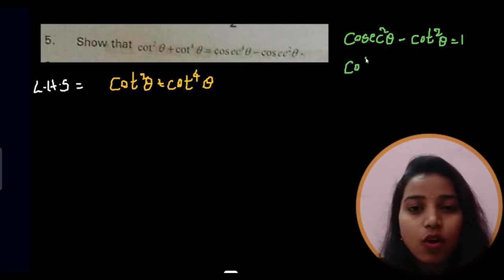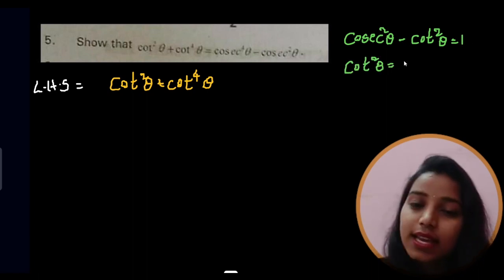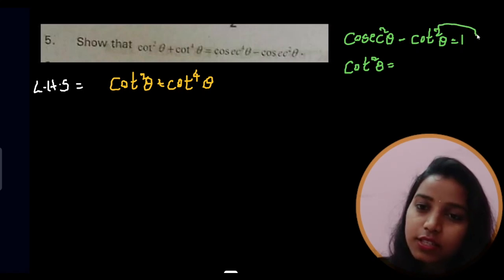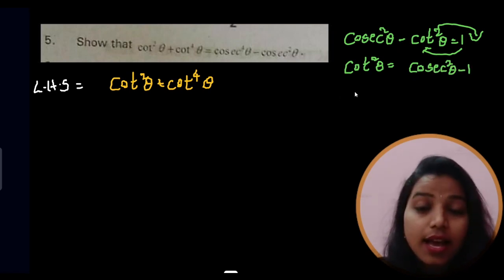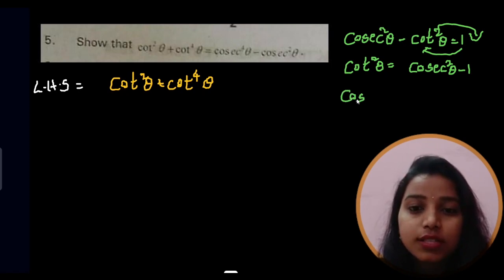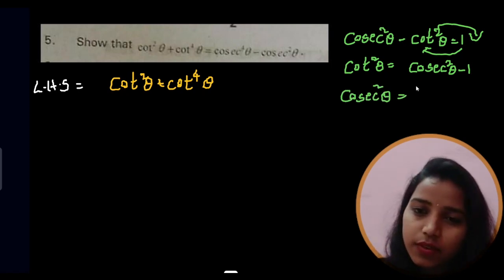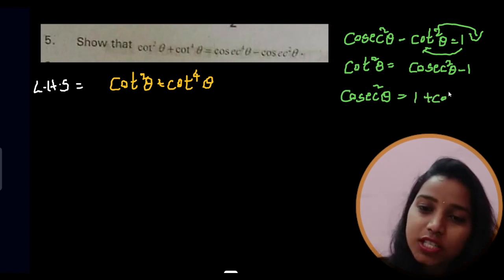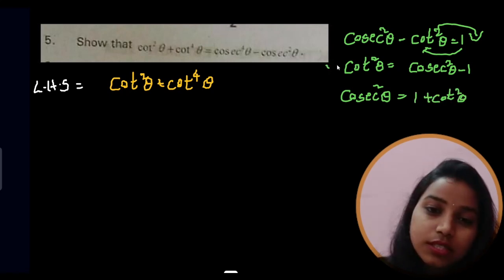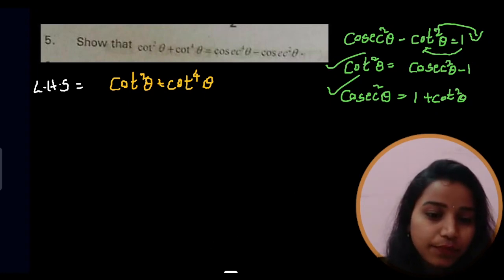Here, what happens? Cot square theta is equal to, just bring this cot square here and 1 to this side, then it will be cosec square theta minus 1, right? And I can also write cosec square theta, it is very simple: you just need to bring this cot square here, then 1 plus cot square theta, right? We are going to use these two relations here.